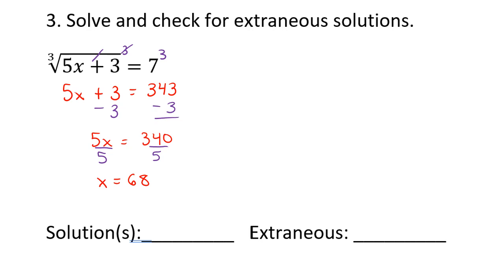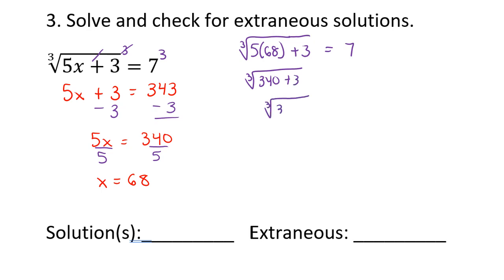You need to do this for all of the solving radical equation problems on your test. Every single one. Do not assume. So I'm going to have cube root of 5, the x is now going to be the 68, plus 3 equals 7. So I'm going to see if the left side of the equal sign is going to end up being the number 7. So 5 times 68 is 340. Now I have 340 plus 3. That's going to give me 343.